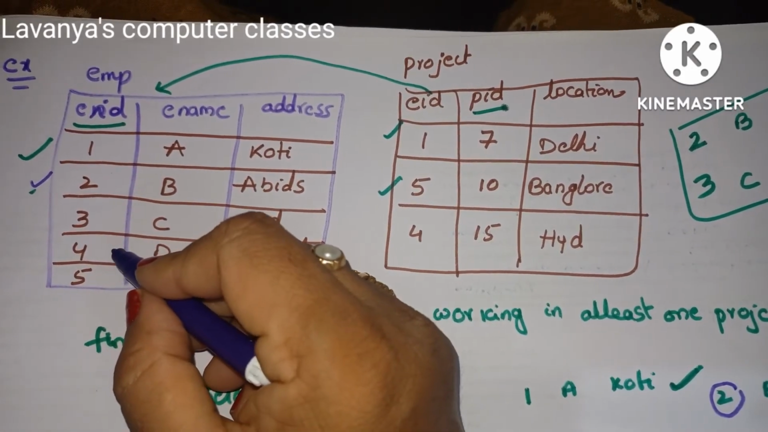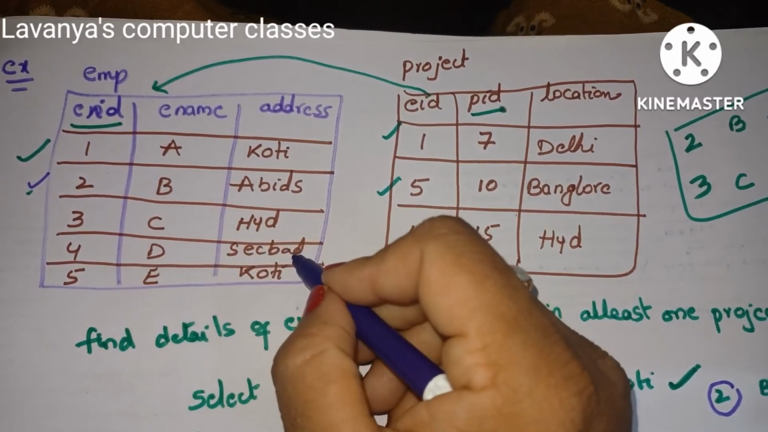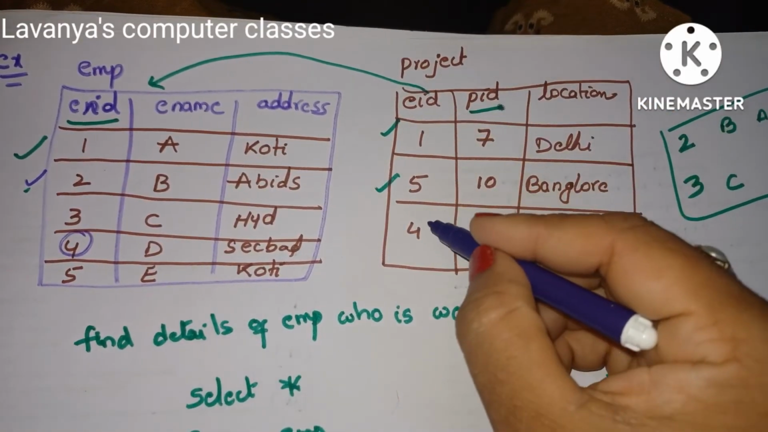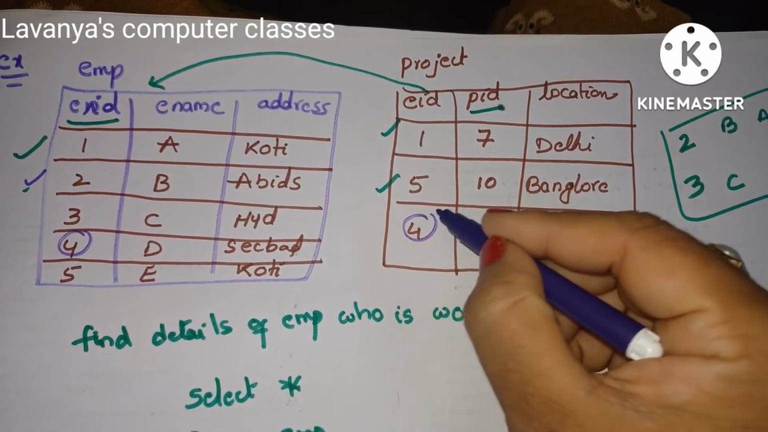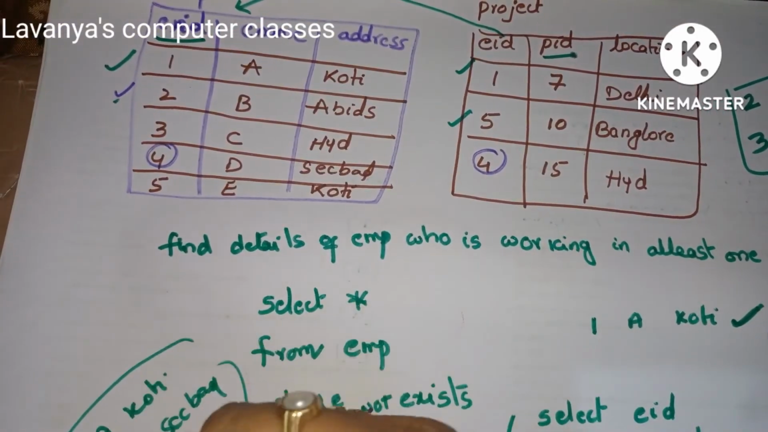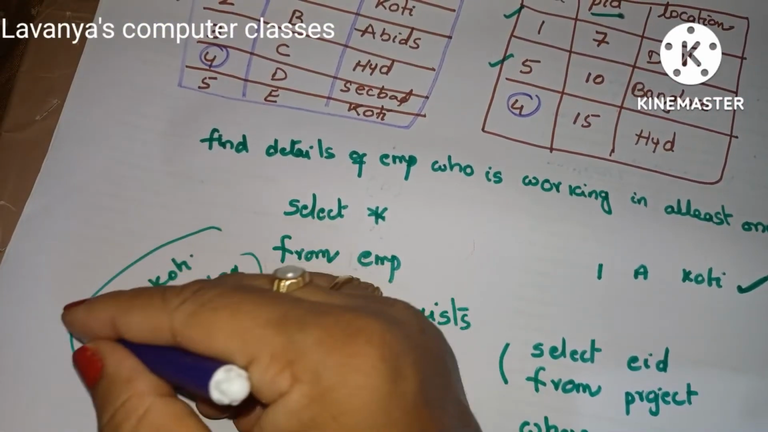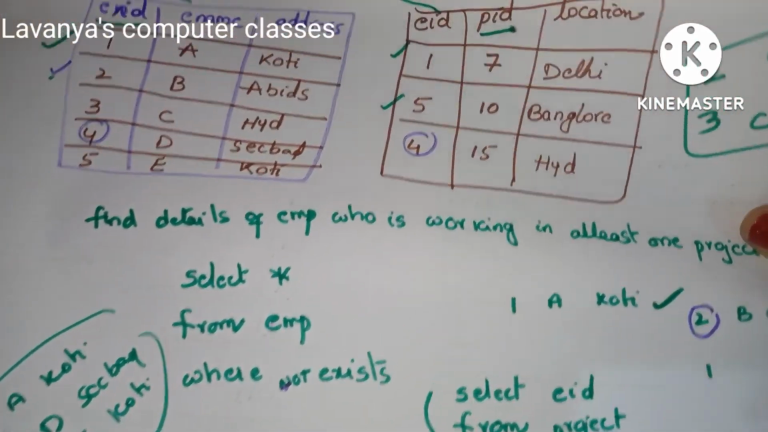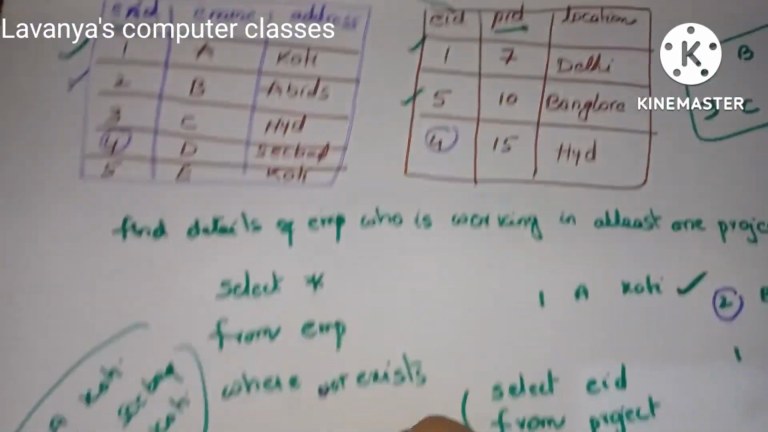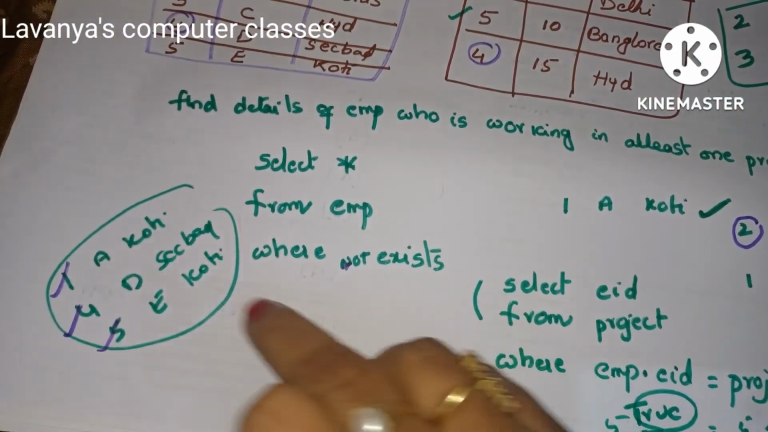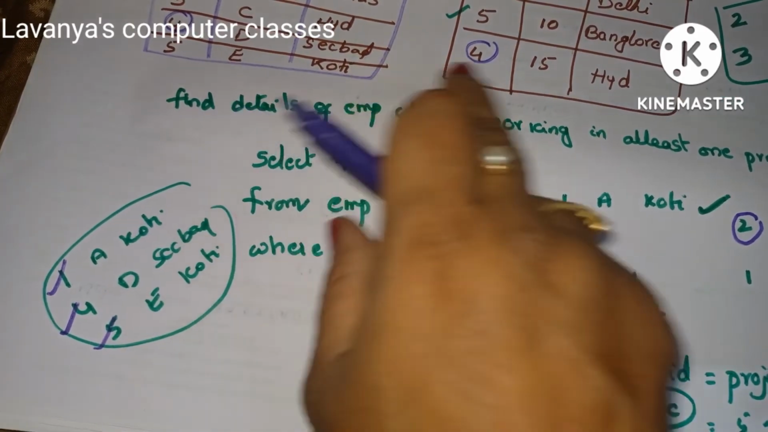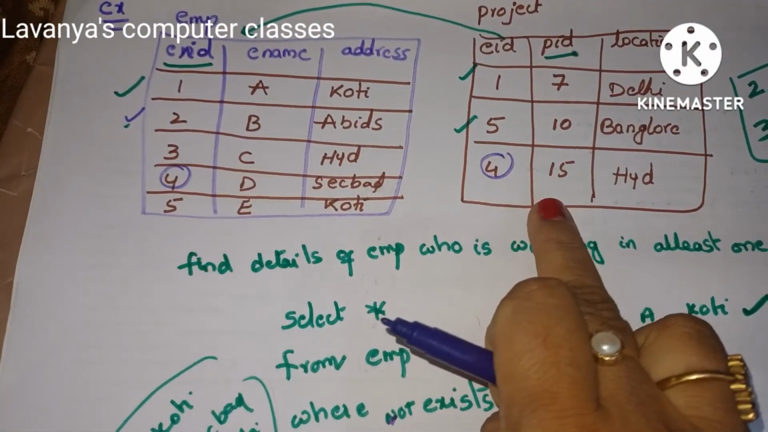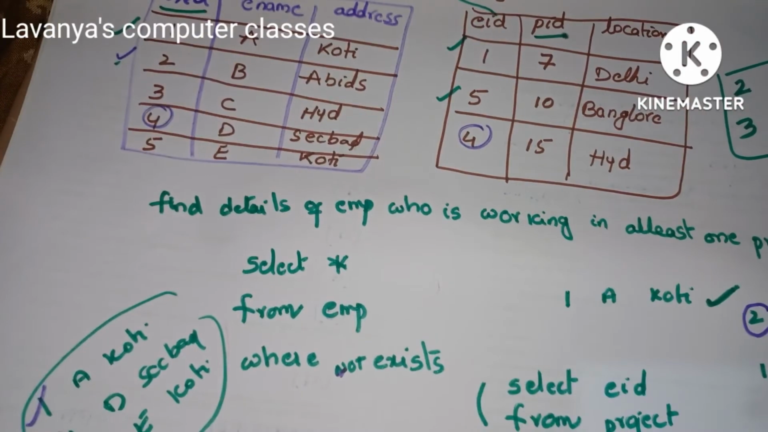Then the fourth record, 4 D Secunderabad. The employee EID is equal to project.eid: 4 and 4 are matched, so it gives true, and 4 is also displayed on the screen. Then the last record, 5. Is 5 available in the project EID or not? Yes, it is also available, so it gives the answer. Like this the exists operator works. So records 1, 5 and 4 are matched with employee.eid equal to project.eid. This is the working of exists.